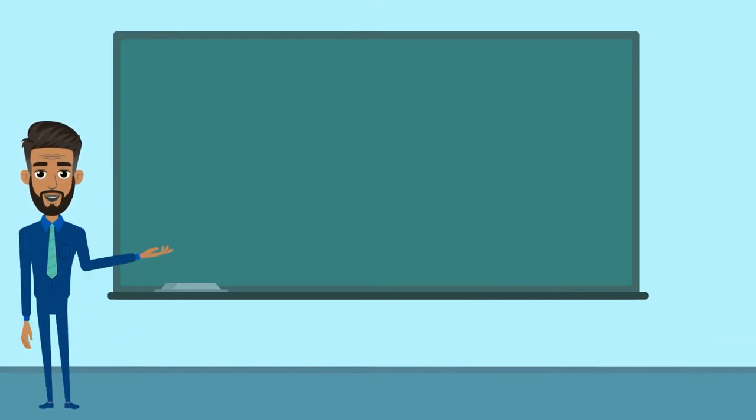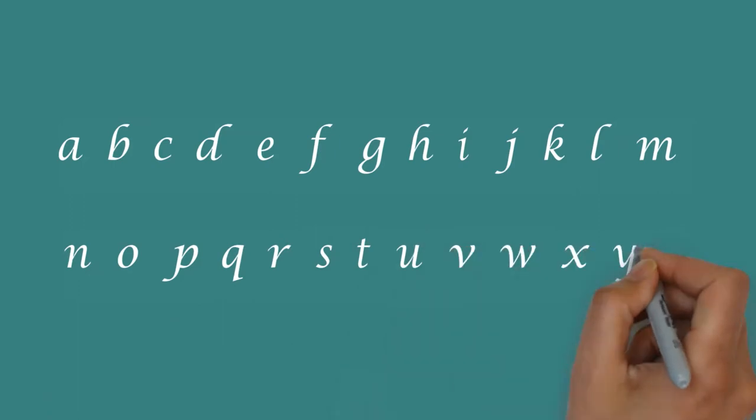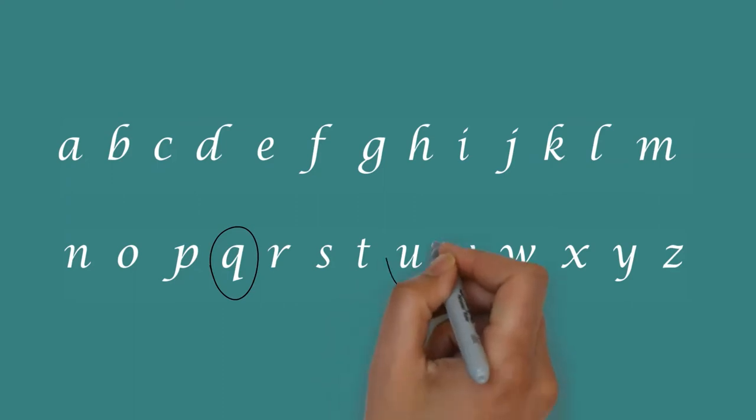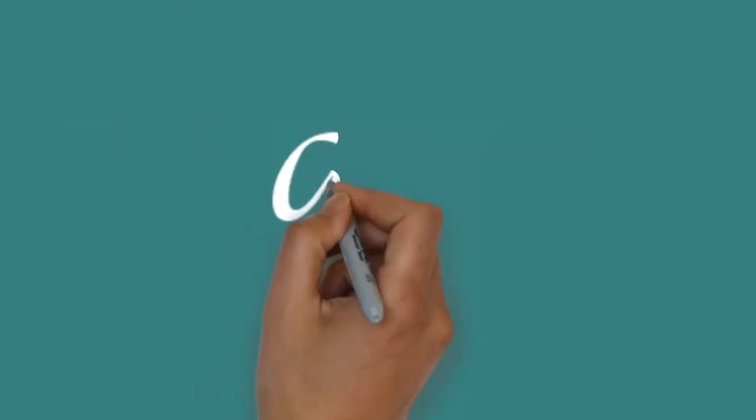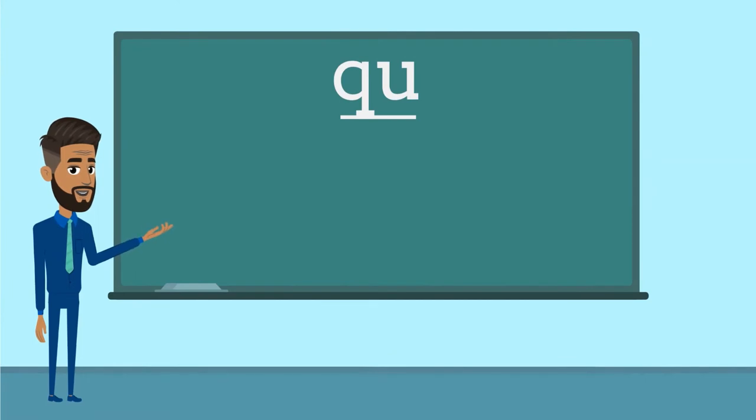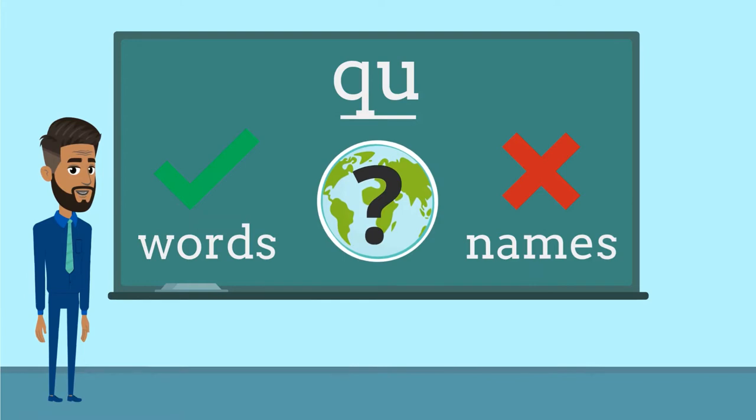Hi, welcome back to the drawing board. Today, we're going to look at the qua sound. So, which letters make qua? There are two. Q and u. Together, they make qua. Listen carefully for this sound, but don't worry about any names, just the words, as they will help us when we come to practice. Now, let's see what's happening around the world.